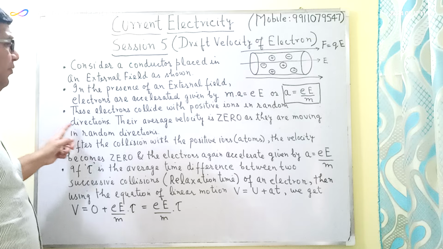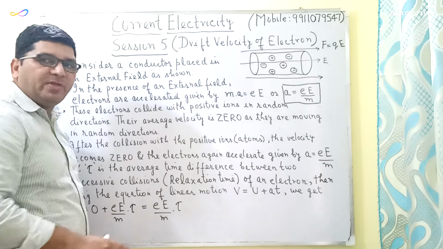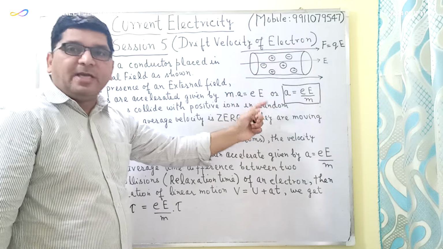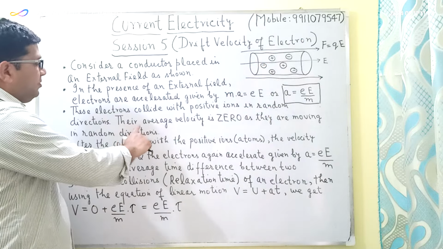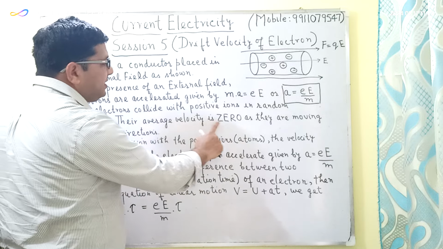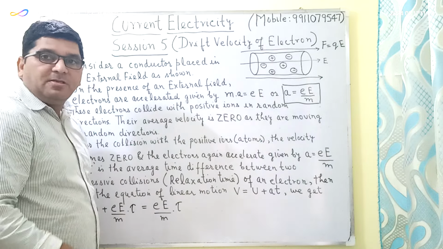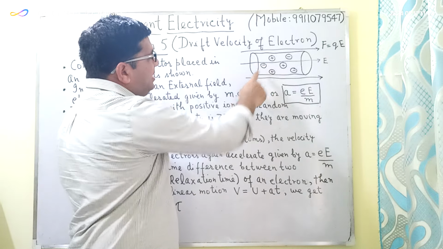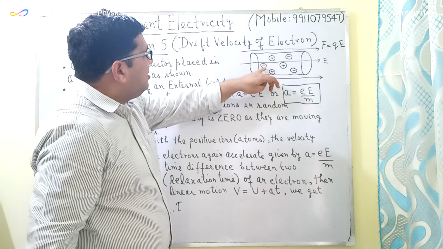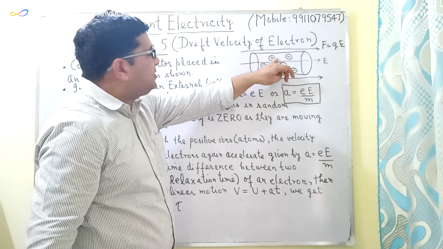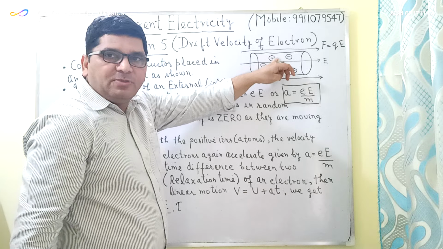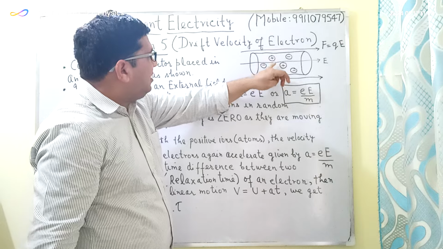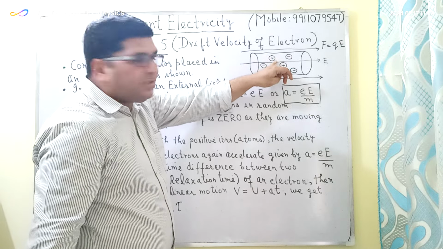Now, when these electrons start moving, they collide with the positive ions or the atoms in random directions. So their average velocity becomes 0, as they are moving in different random directions. Just take one example here. This is one electron. Let us say this electron collides with this positive ion. When it collides with a positive ion, its velocity will become 0.